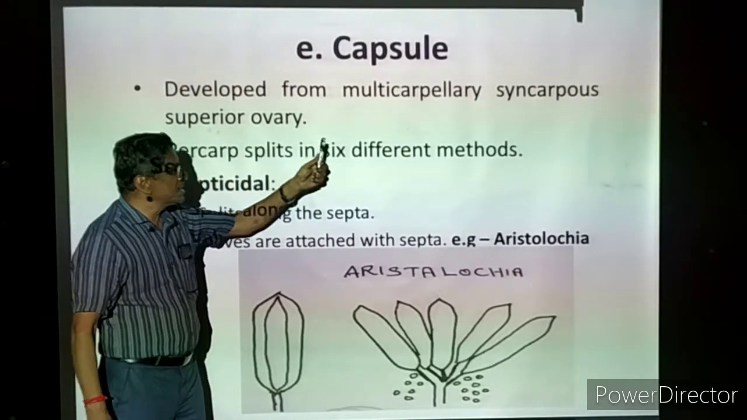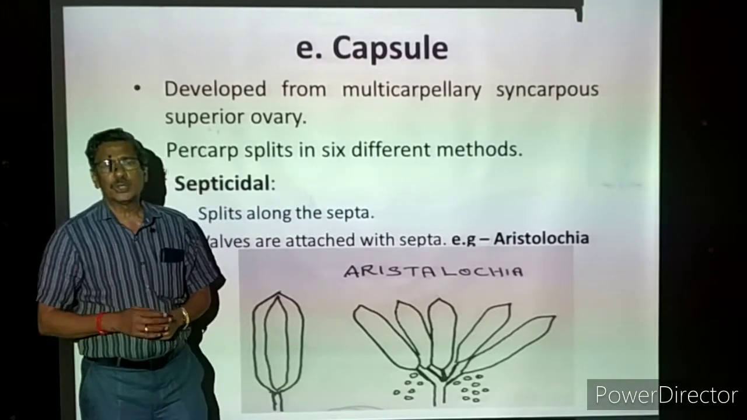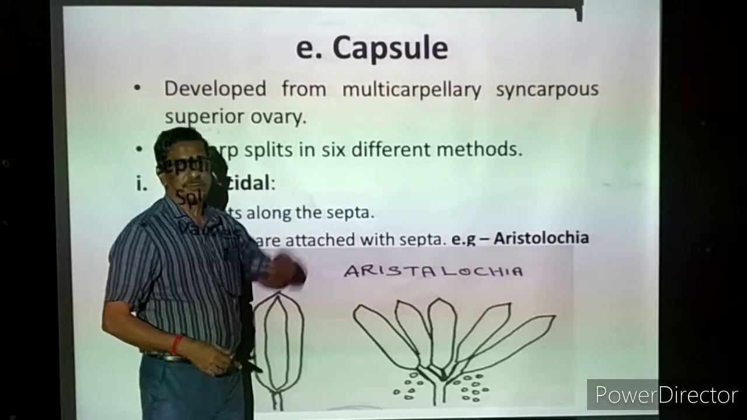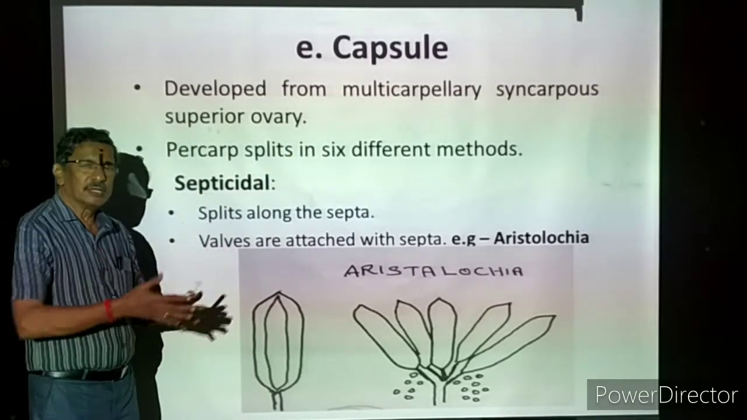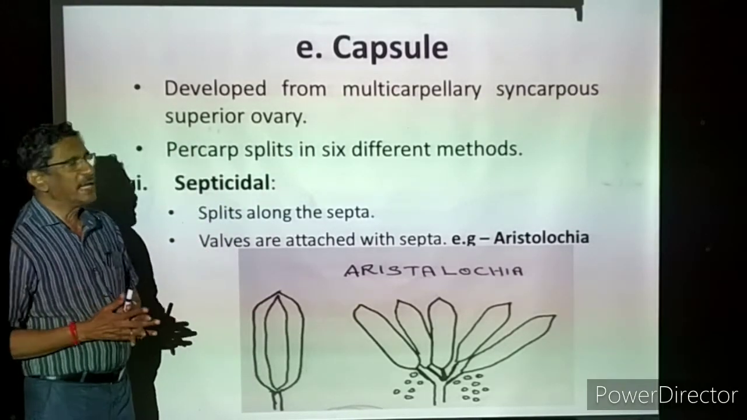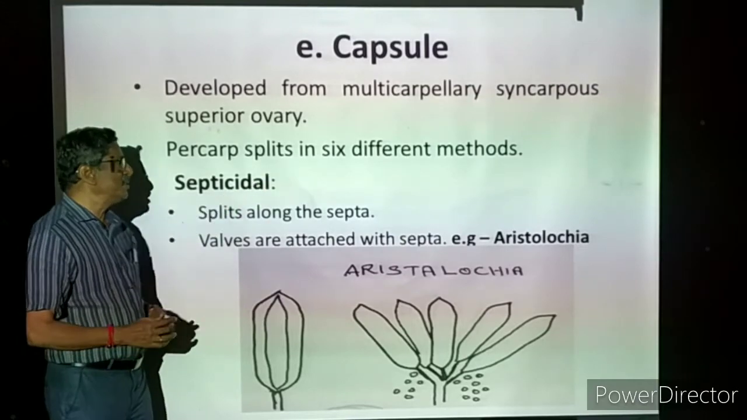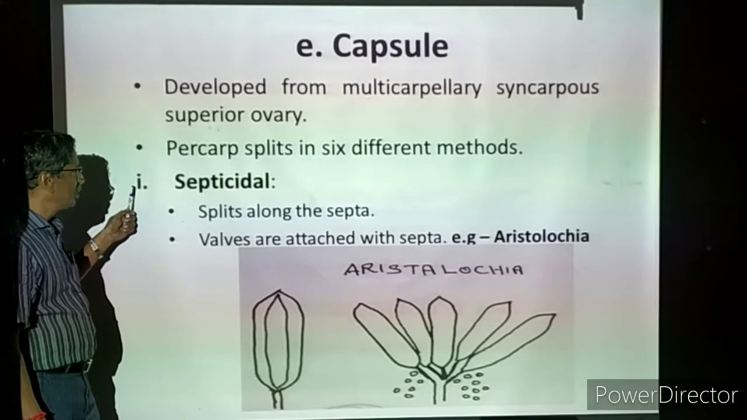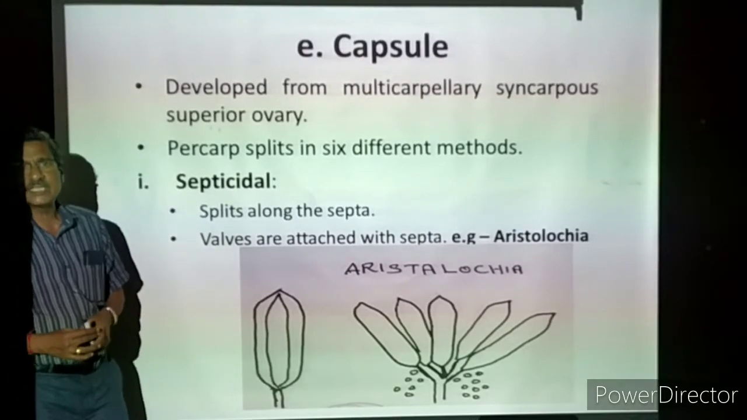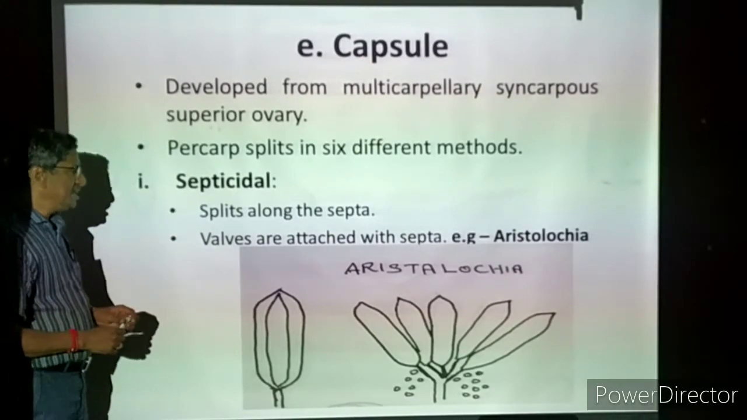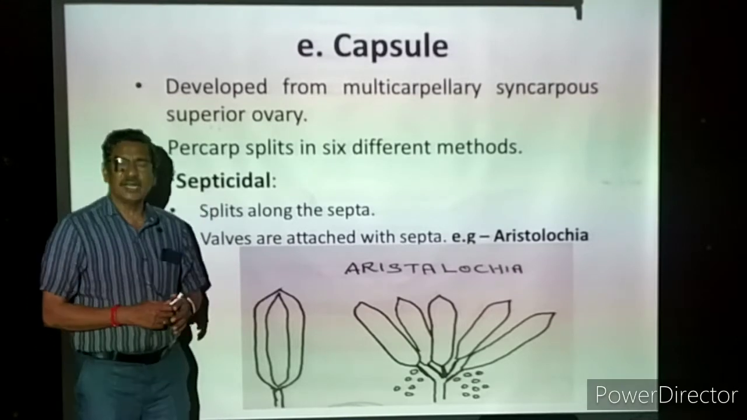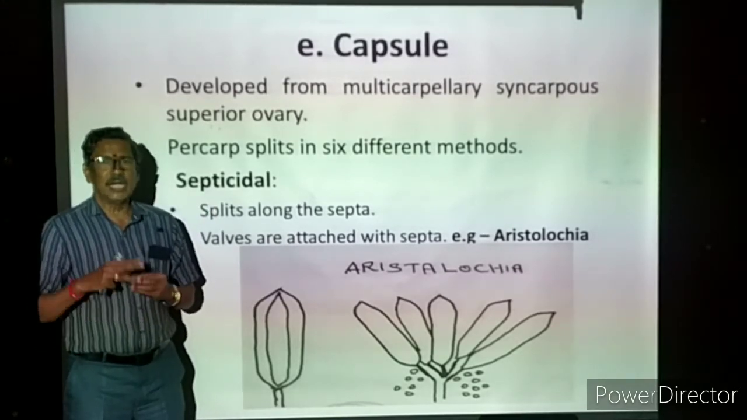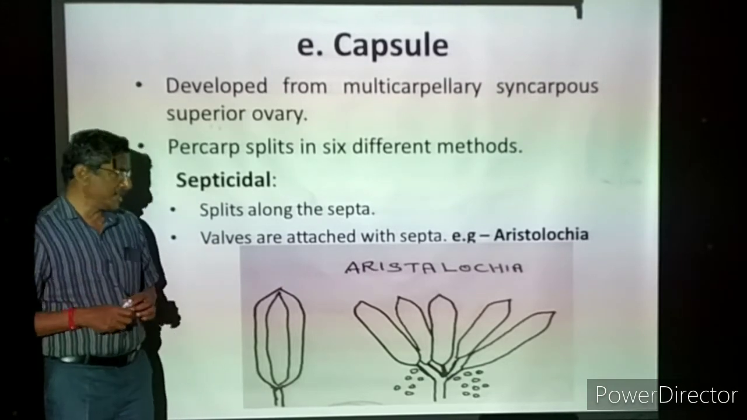The pericarp splits by 6 different methods. In the previous types only one type of dehiscence was there, but here 6 different types of dehiscence are there. The first type we are going to see is called septicidal. Before we take septicidal, we have to study what is the septum and what is the valve.